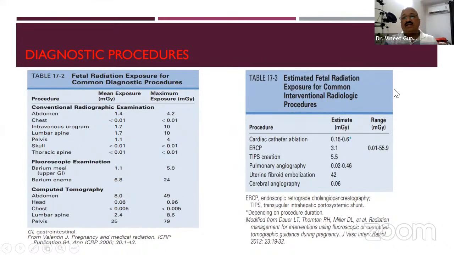Then estimated fetal radiation exposure for common interventional radiological procedures. It is ERCP, it can reach 55.9 milligray, and then 42 for uterine fibroid embolization. So here we have to be very careful while we are doing uterine fibroid embolization. 42 milligray is the minimum estimated exposure. So we have to be very careful and judicious about choosing this procedure.